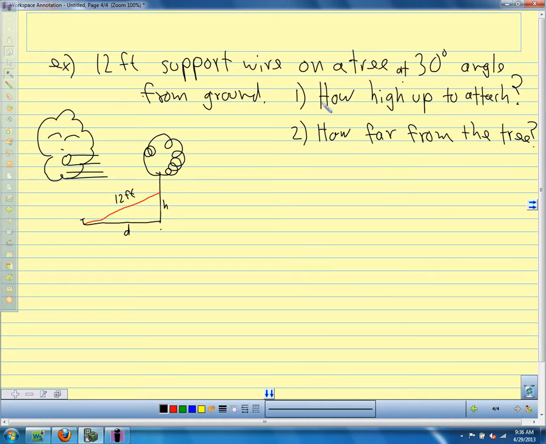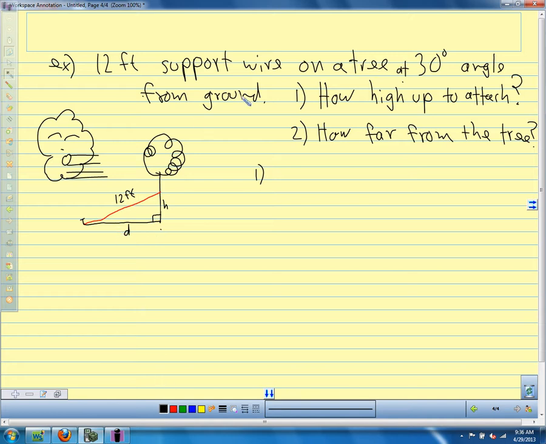So we have two problems we need to solve. So let's do the first one. Now we want to label our triangle first. So let's figure out what sides we have. The 12-foot wire, is that the opposite, the adjacent, or the hypotenuse of our triangle? That's the hypotenuse. This is our 90-degree angle.